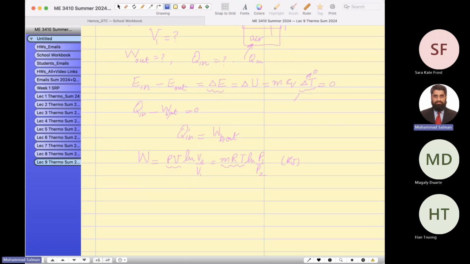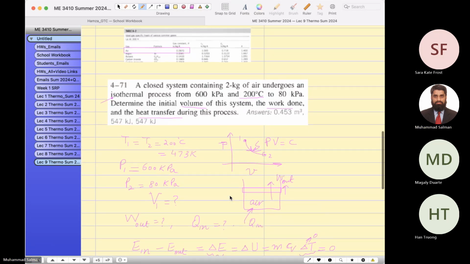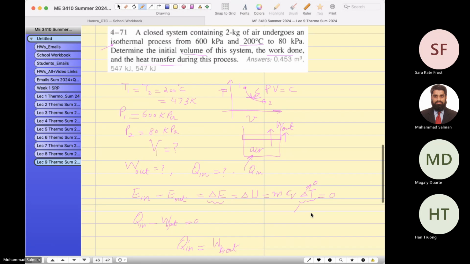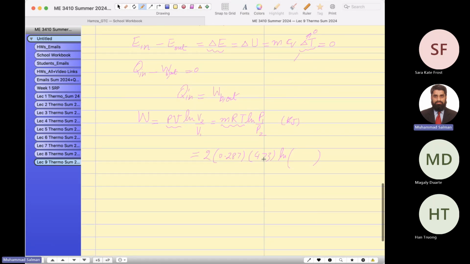So what else do we not have? We have the mass, 2 kilograms. R is 0.287. Temperature is 473. And P1 over P2 is 600 over 80.